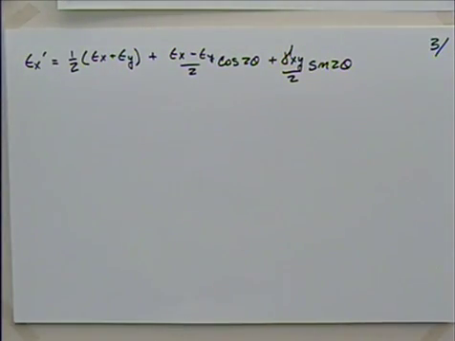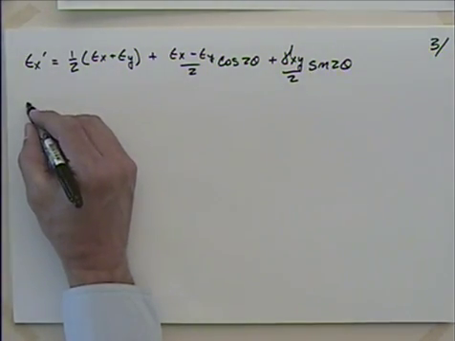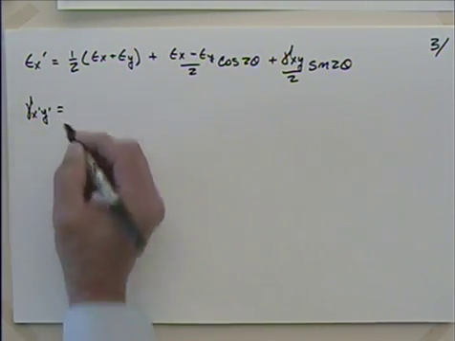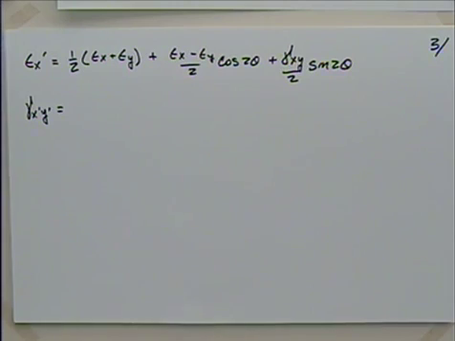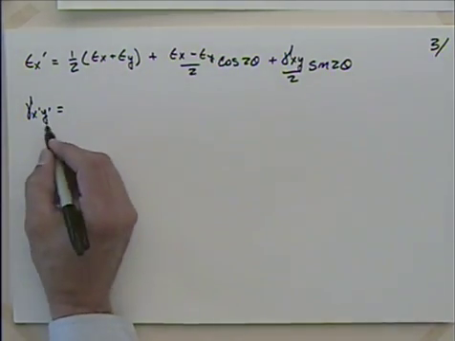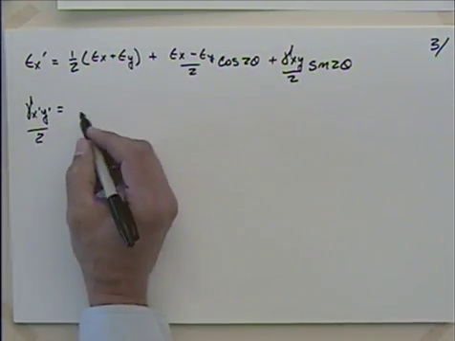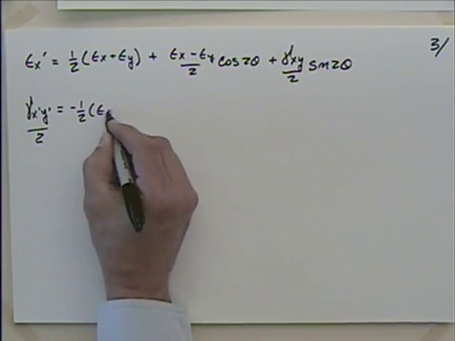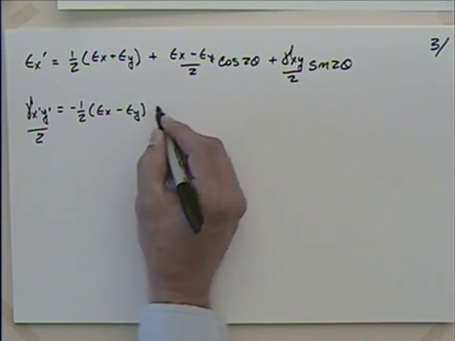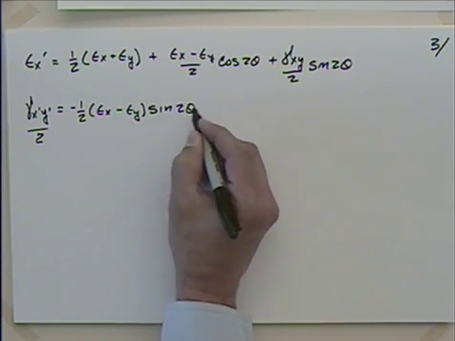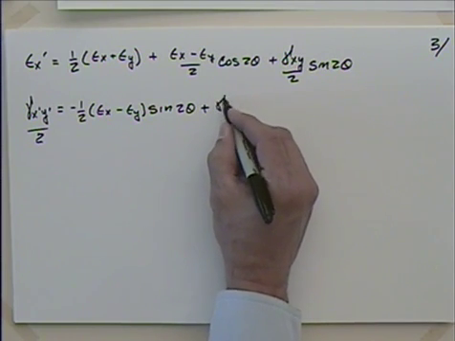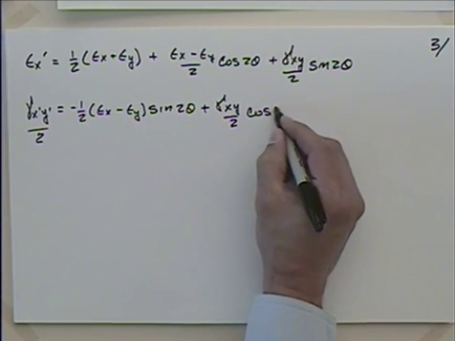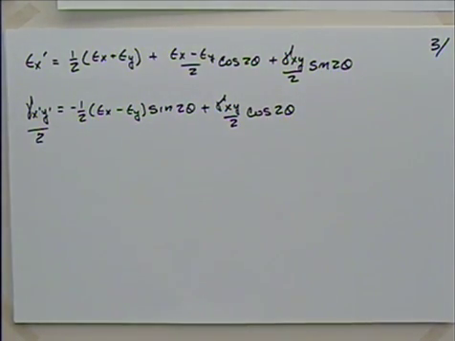Well, if we were to go through this again, looking at what if we looked at gamma x prime y prime, we would go through a very similar process. I'm not going to. But I'll write down the equation. Actually, I'd need to do gamma x prime y prime divided by 2, and it'd be equal to minus 1/2 times epsilon x minus epsilon y times the sine of 2 theta plus gamma xy over 2 times the cosine of 2 theta. Let me double check, make sure I wrote those equations down right.